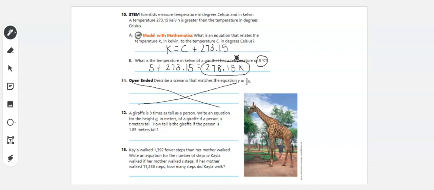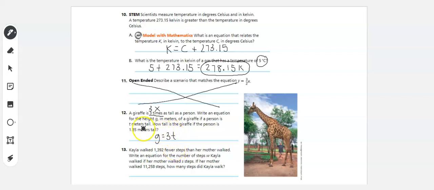12. A giraffe. It's 3 times. So 3 times means we're using 3. Times is the multiplication sign. As tall as a person. We're going to write an equation for the height G in meters of a giraffe if a person is T meters tall. So a giraffe, G equals 3T.